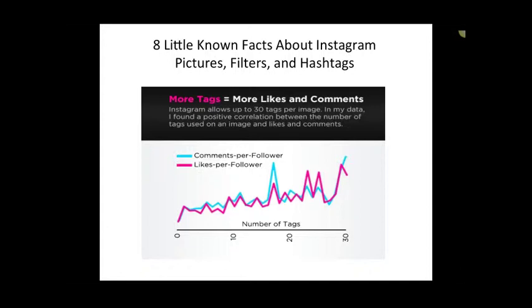So here's a couple facts that I found. 8 little-known facts about Instagram pictures, filters, and hashtags. More tags equals more likes and comments. Instagram allows up to 30 tags per image. In my data, and I'm going to show you who gave me this information at the end, I found a positive correlation between the number of tags used on any image and likes and comments. So comments per follower, likes per follower, that's one.